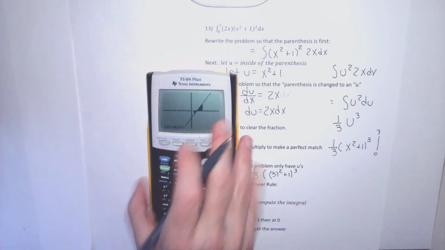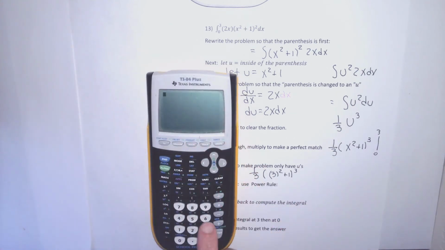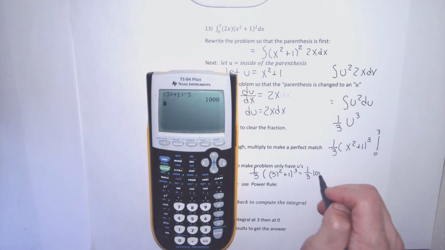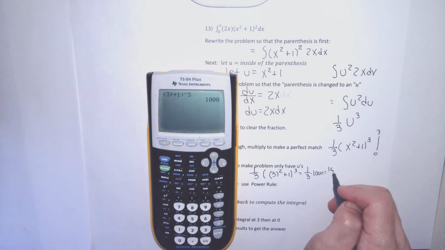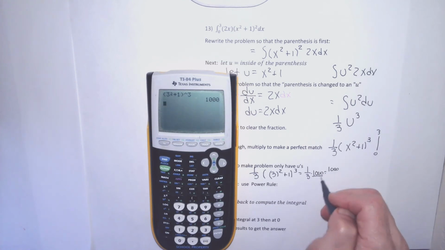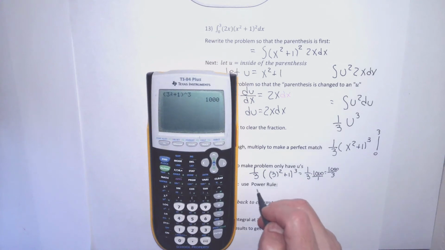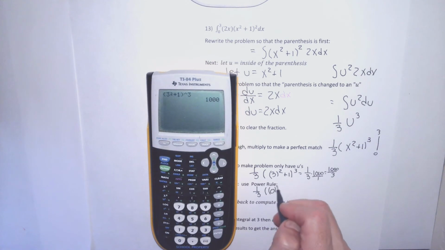I'm going to hold off on the 1/3, and I'm going to do 3 squared plus 1 cubed. That gives me 1,000. So this is 1/3 times 1,000. And that's exactly 1,000 over 3, because this is really 1/3 times 1,000 over 1. So I multiply 1 times 1,000 and 3 times 1. Do the same with the 0. Do 1/3 times 0 squared plus 1 cubed.